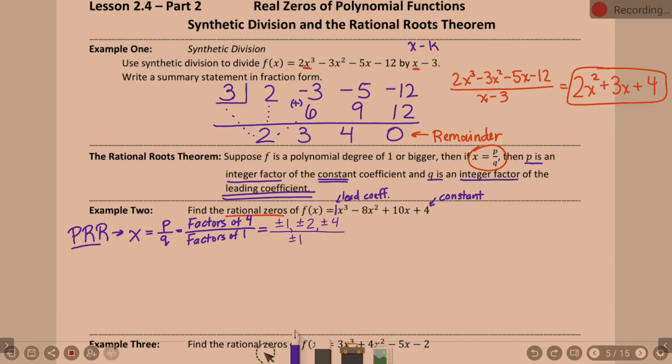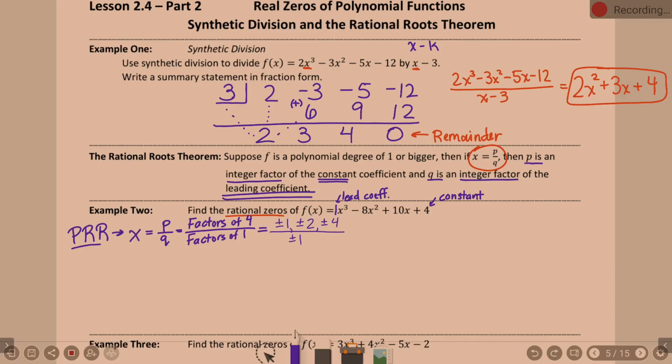Yes, Addie? For the 4s, where do you get the 2? Because 2 times 2 is 4. When we talk about factors of 4, it's 1 times 4, and then it's 2 times 2. So I don't need to write 2 and 2, but does that answer it?